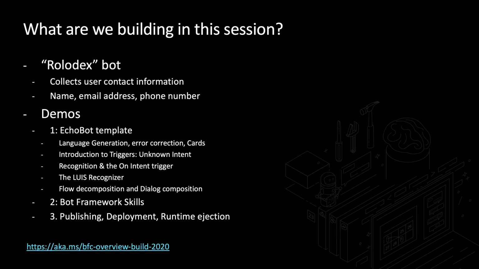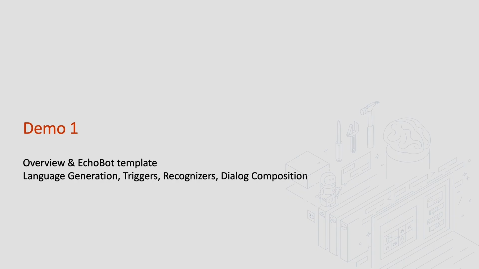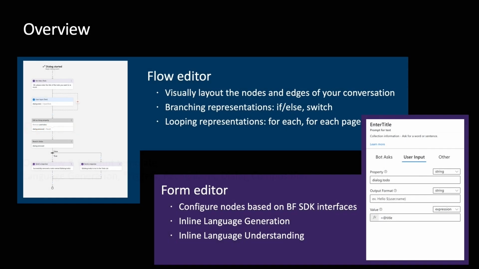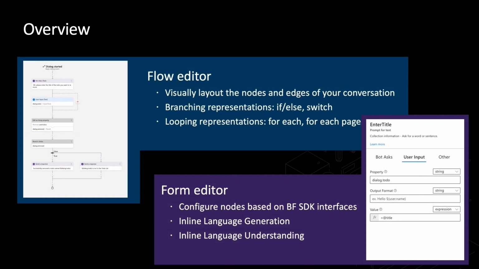Let's get started. For the first demo, I'll give you an overview starting with the EchoBot template. I'll show you language generation, triggers, recognizers, and dialogue composition. When building a bot with Composer, there are two main authoring components: the flow editor and the form editor. The flow editor is where you can visually lay out the nodes and edges of your conversation. It has branching representations for if-else or a switch condition. It also has a loop representation. The form editor is where you can configure those nodes based on the Bot Framework SDK interfaces. It allows you to author language generation and language understanding inline.